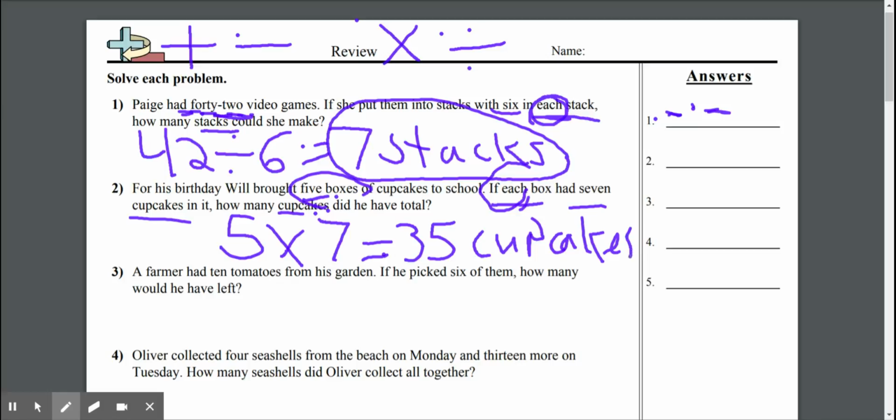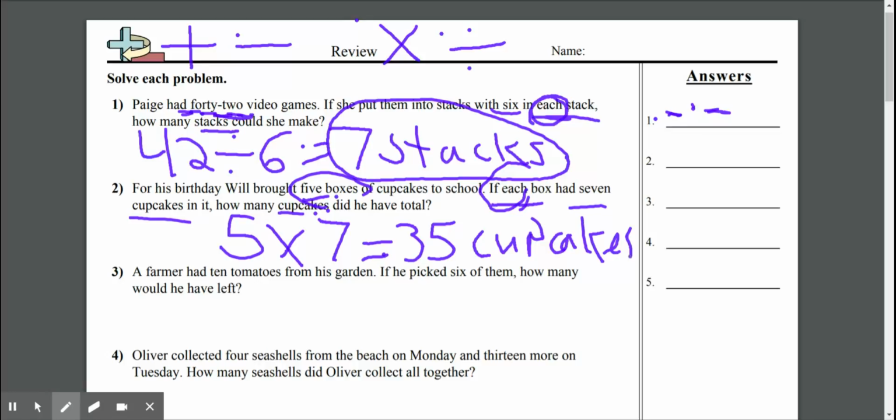Sorry about the horrible writing. Sometimes it's hard just to write on a screen like this. Okay, so 35 cupcakes. So this is what we have here. This also makes sense because you're bringing it for a class. Having 35 cupcakes is a little easier to determine.